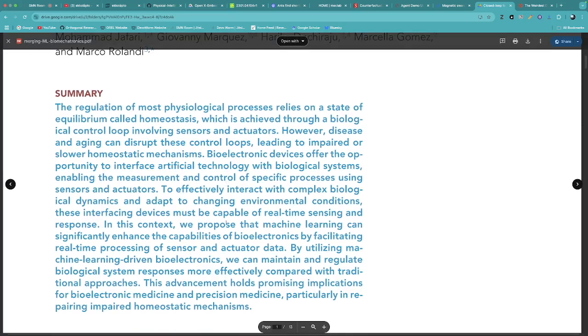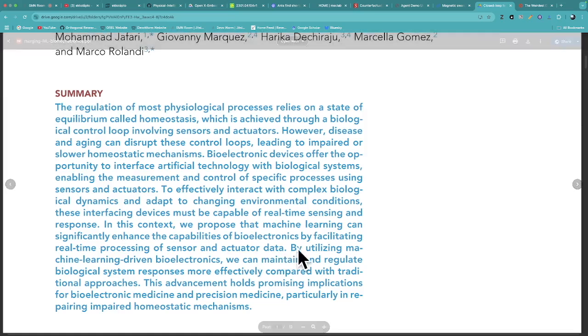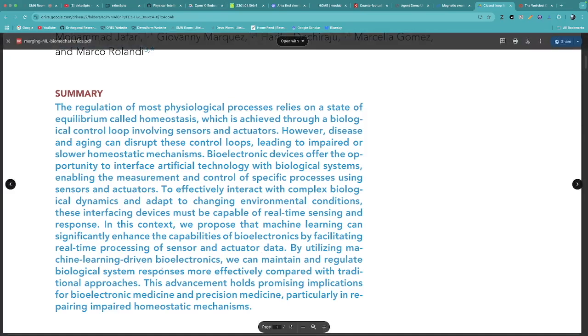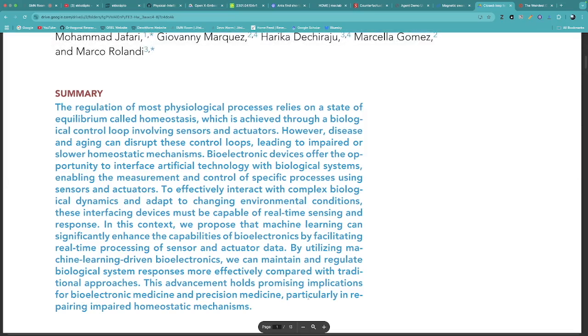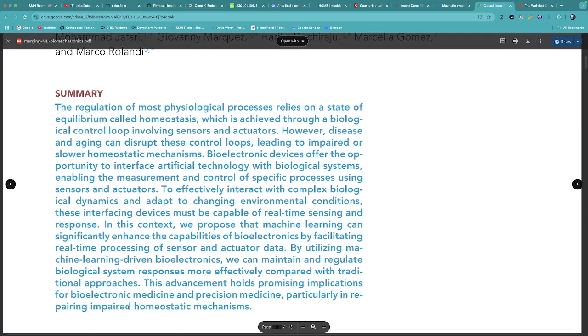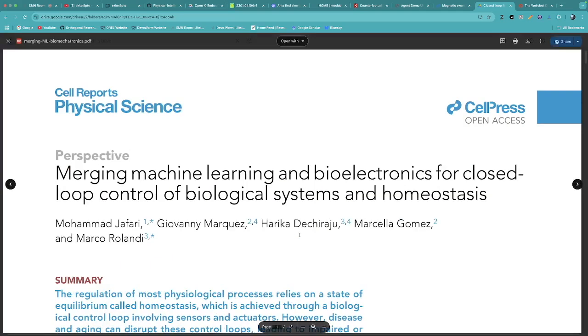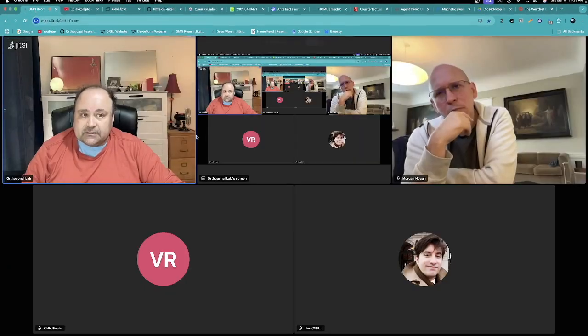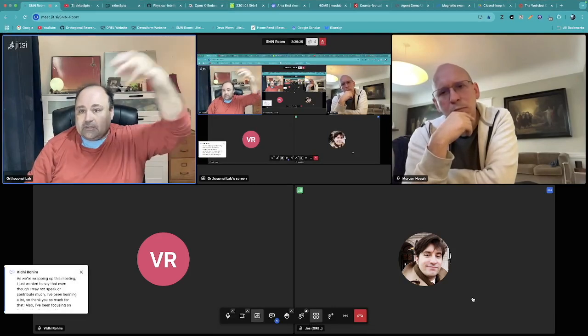So in this context, we propose that machine learning can significantly enhance the capabilities of bioelectronics by facilitating real-time processing of sensor and actuator data. By utilizing machine learning-driven bioelectronics, we can maintain and regulate biological systems responses more effectively compared to traditional approaches. So this advancement holds promising implications for bioelectric medicine and precision medicine, particularly in repairing impaired homeostatic mechanisms. So this is a vision paper, but it gets at what I was talking about with these feedback loops on top of feedback loops. And of course, we have this whole issue of interacting with a machine learning system.